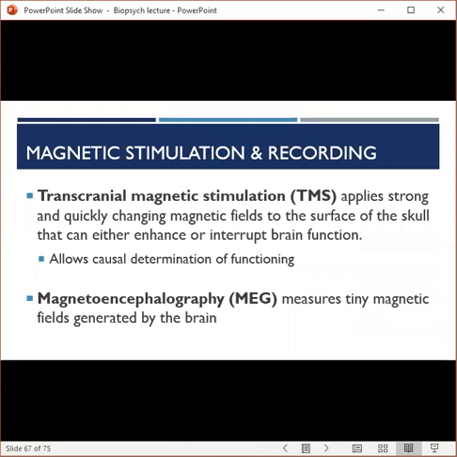So let's move on now to talk about some other imaging techniques. Transcranial magnetic stimulation, or TMS, applies strong and quickly changing magnetic fields to the surface of the skull that can either enhance or interrupt brain function. Because the TMS is actually interfering with brain functioning, we can think of it as an independent variable, something that we're manipulating. Therefore, TMS is the only non-invasive brain imaging technique that allows us to infer causation. All the other techniques can only correlate brain activity with psychological processing, since they're not manipulating anything.